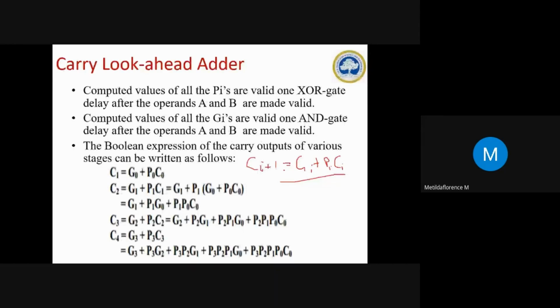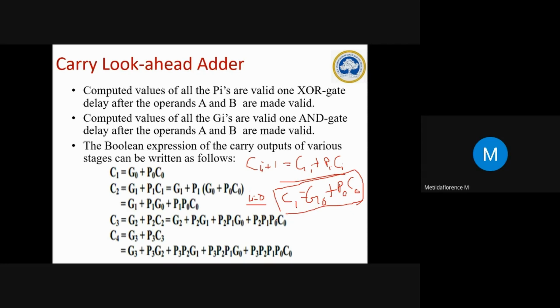Now you substitute i equal to 0. If you substitute i equal to 0, what will I be getting here? C1 equal to, i value is what? 0, right? So G0 plus P0 C0. So I got the expression for C1, the first carry out.